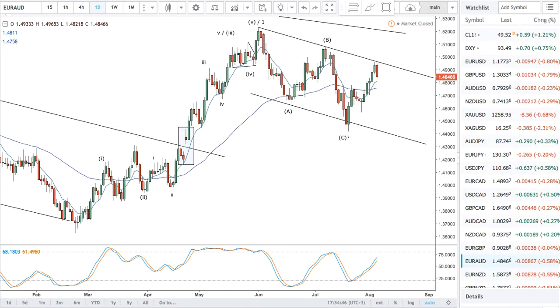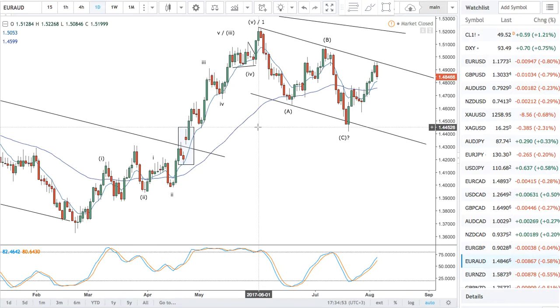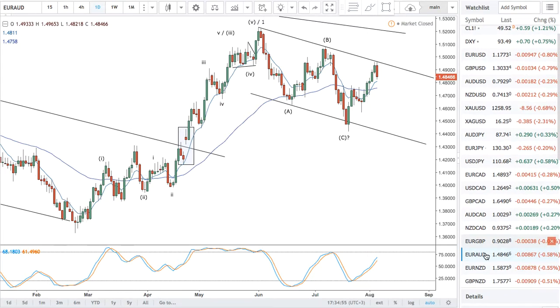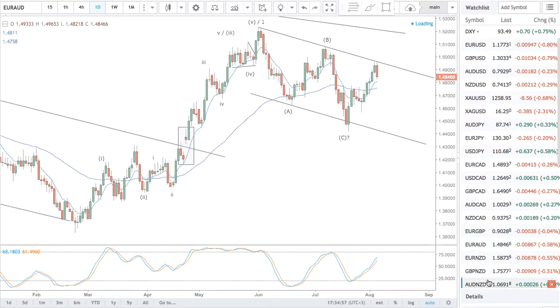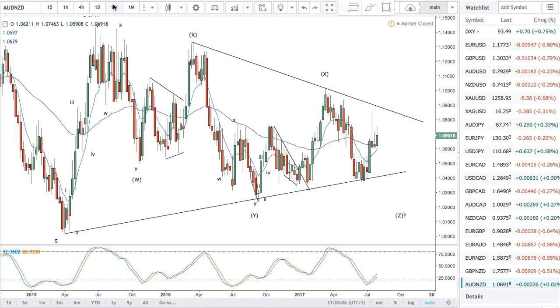Now euro sentiment overall, traders are very, very bullish on this. So we may see some weakness in the euro in some of these pairs. Now, I want to go to Aussie New Zealand, as I should have mentioned this with Euro New Zealand. My view on Aussie New Zealand hasn't changed, so I'm going to keep this shorter than last week.